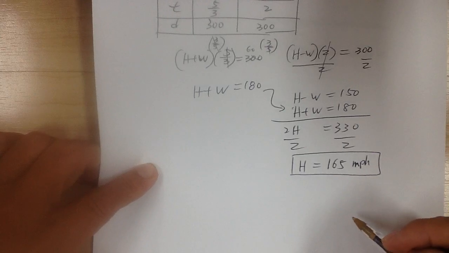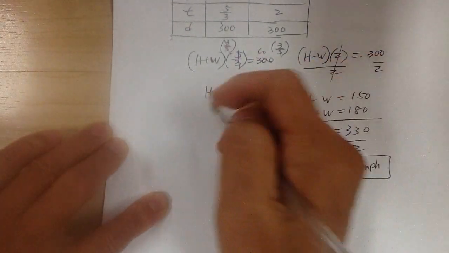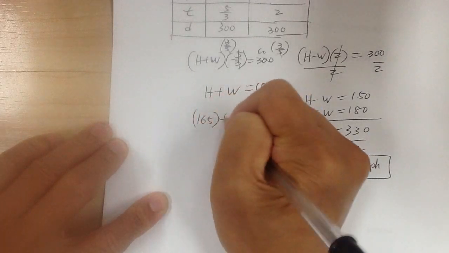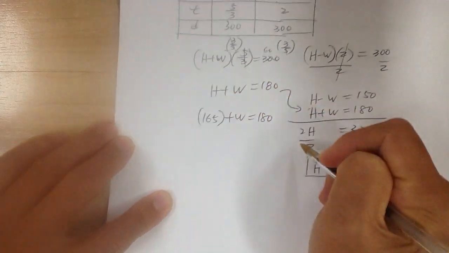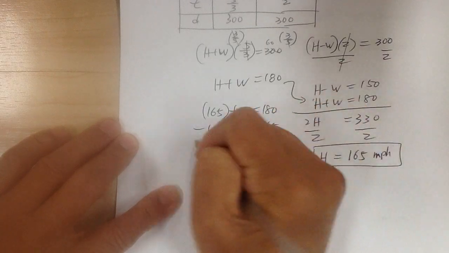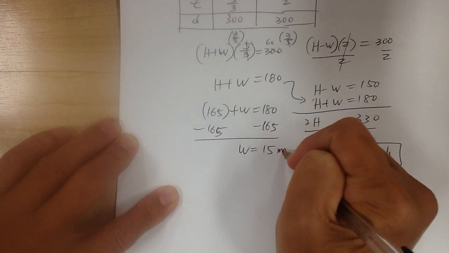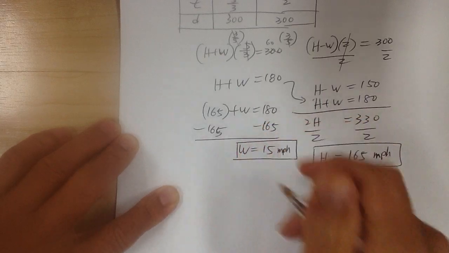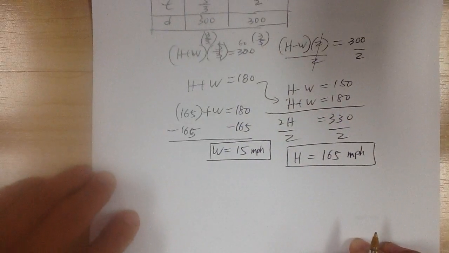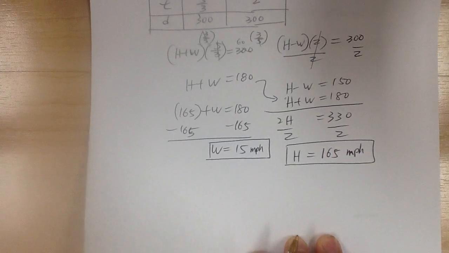Now to find the speed of the wind, I can use this one here. So it would be 165 plus w equal to 180, minus 165 on both sides. So w equal to 15 miles per hour. Okay, let's go to number 9.